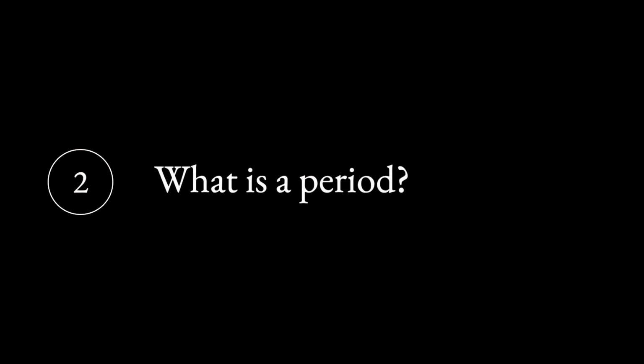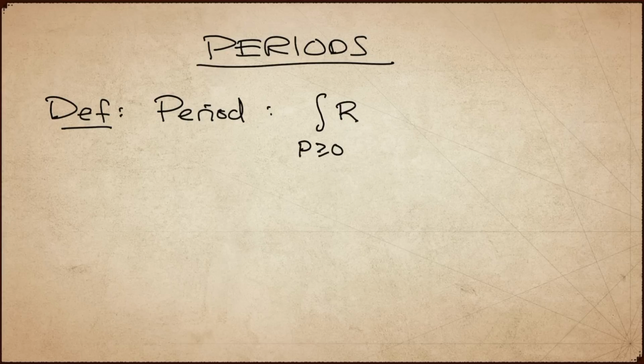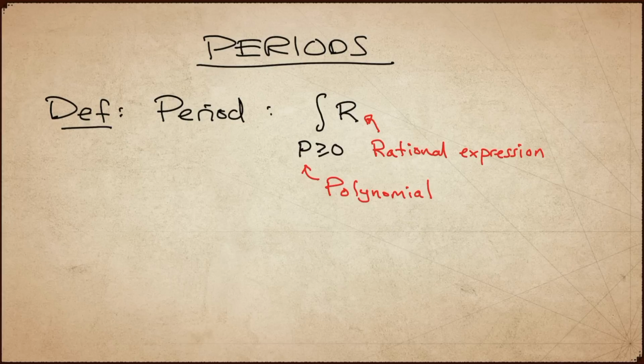All of this brings us to the question that was left unanswered back in episode 1. What is a period? Definition. A period is any number of this form. Here, P is a polynomial and R is a rational expression, so polynomial divided by polynomial. And these are required to have coefficients in Q, so rational number coefficients.